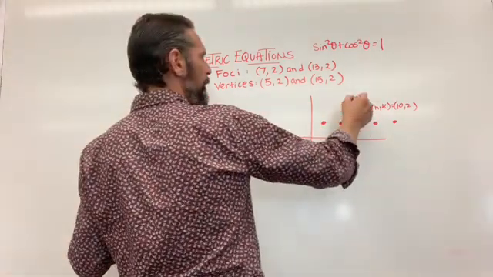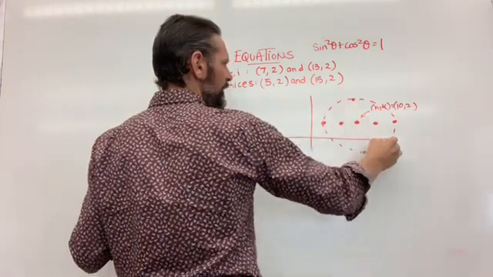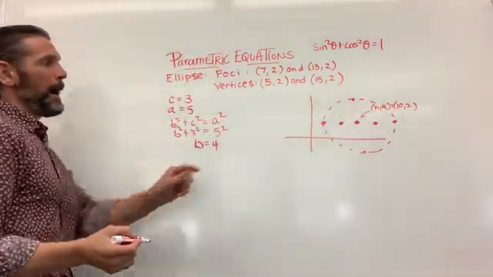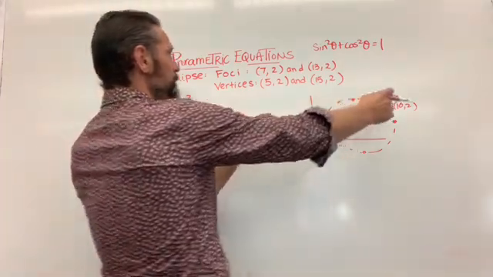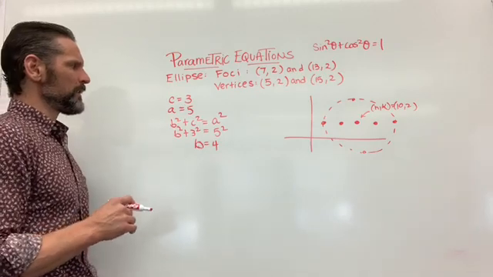So I'm going to go up and down 4, and I could draw this ellipse here. It's going to look something like that, where my minor axis is 8 and my major axis is 10. That's 2b and 2a, respectively.